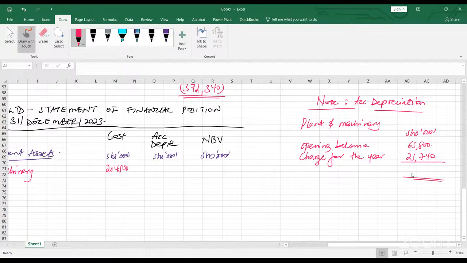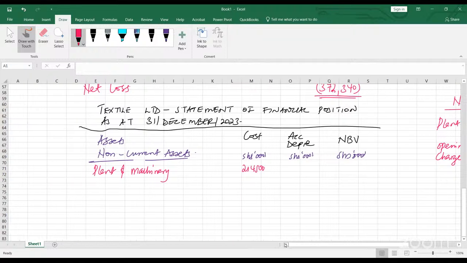So what is the total accumulated depreciation on the plant? 65,800 plus 25,740. That's 91,540. So in the statement of financial position, we have to minus this accumulated depreciation, 91,540, from the cost to come up with the net book value. Net book value is the cost of the assets less accumulated depreciation, don't forget. So how much is our net book value of the plant?